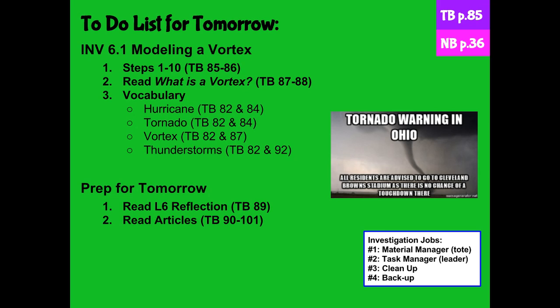So our to-do list for today is investigation 6.1, modeling a vortex. There are 10 steps to this. It's on pages 85 and 86. Part of the 10-step process will be reading what is a vortex. You do have 4 vocabulary words to define. And whatever time you get done, you should read Lesson 6 Reflection. And there are a lot of articles to go with that. So if you get any time at the end of class, you're definitely going to want to read those articles.